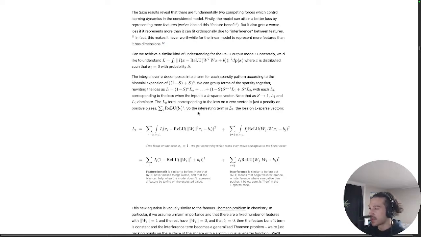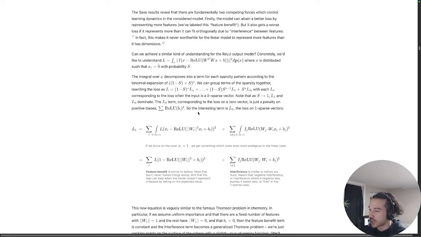And then that sum is plus the sum for all i not equal to j of the integral from 0 to 1 of x sub i of the importance j times the squared ReLU of w sub j times w sub i times x sub i plus b sub j. If we focus on the case x sub i equals 1, we get something which looks even more analogous to the linear case: the sum for all i of the importance i times 1 minus the ReLU of the squared norm of w sub i plus b sub i, and everything I said just then except the importance is squared.